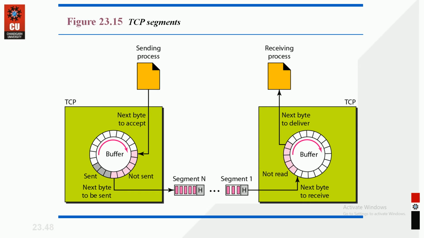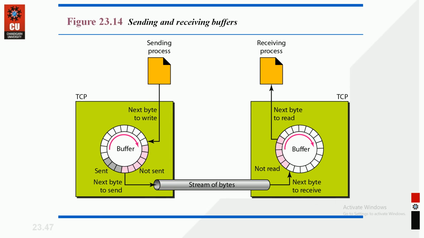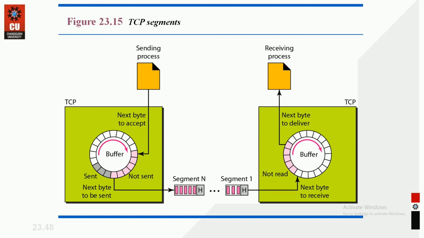Then next we have the TCP segments. In the earlier case we had a stream of bytes, with the next byte that needs to be sent. Now in between we have segment 1, segment 2, segment 3 up to segment n, and there is H, which stands for header. And the pink parts are the various bytes. Maybe one segment consists of 3 bytes, 4 bytes, 10 bytes, 20 bytes. That depends upon the current protocol scenario. I think you understand. So what is a segment?